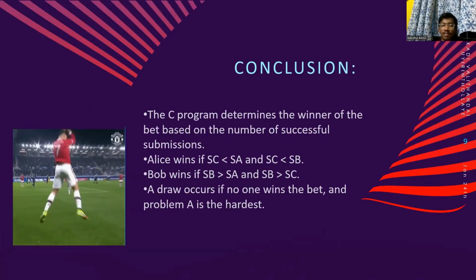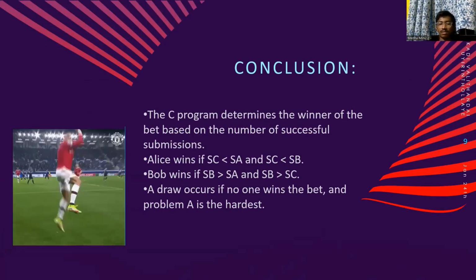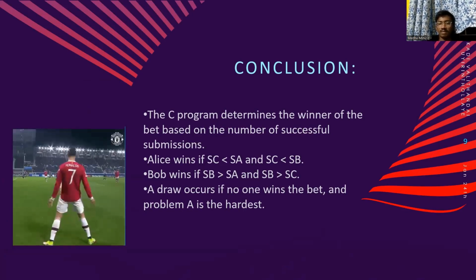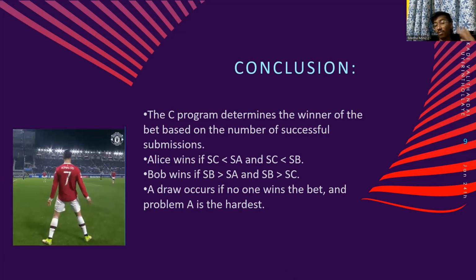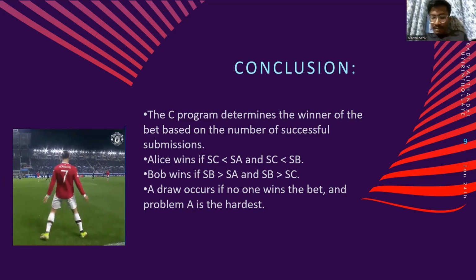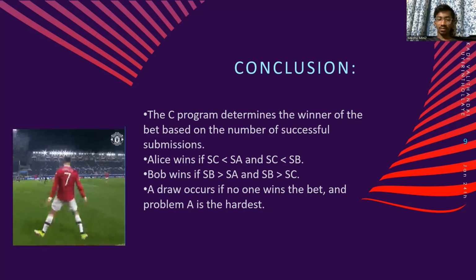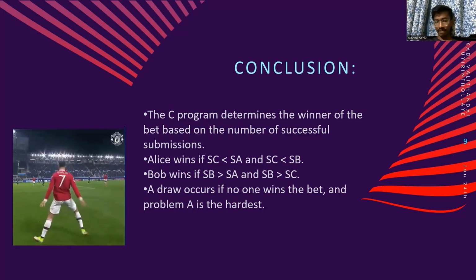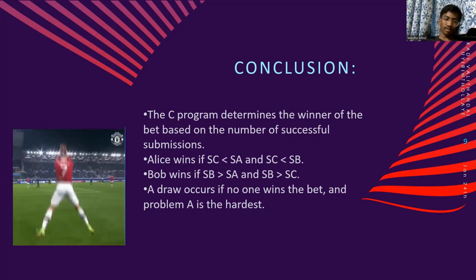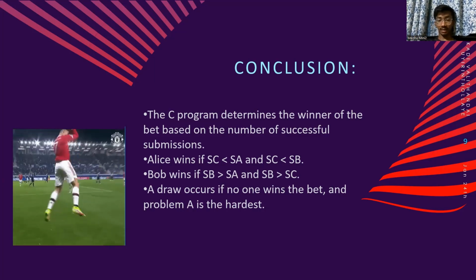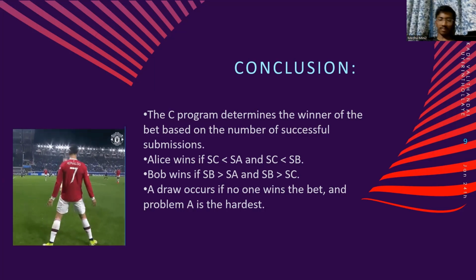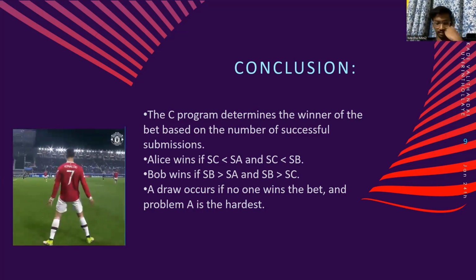The C program determines the winner of the bet based on the number of successful submissions, which means that it only depends on our input. Alice wins if SC less than SA and SC less than SB. Bob wins if SB greater than SA and SB greater than SC. And a draw occurs if no one wins the bet and problem A is the hardest.